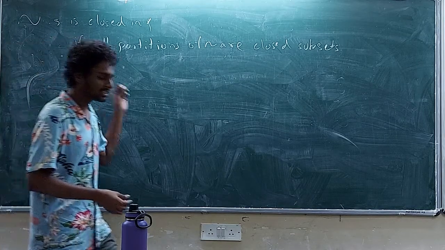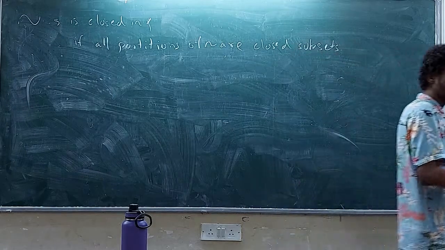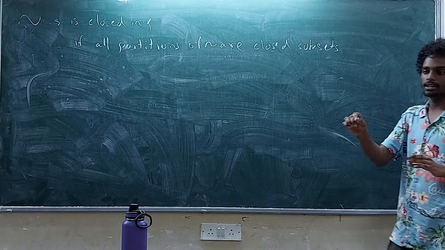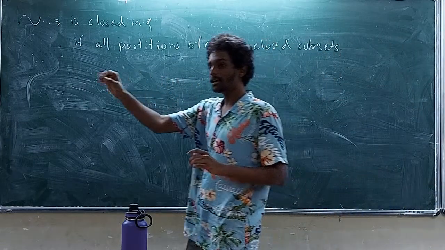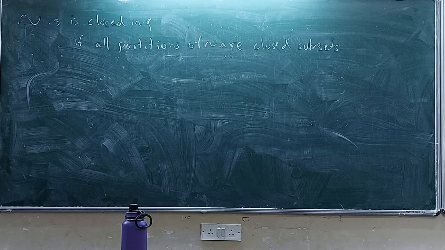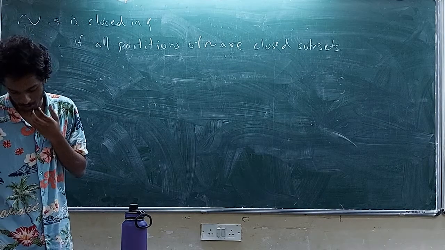Because since the equivalence relation is not closed, there exists a partition that contains a limit point not lying in itself. So for that limit point, every open neighborhood will intersect something in this partition, and that will not allow the quotient topology to be closed.